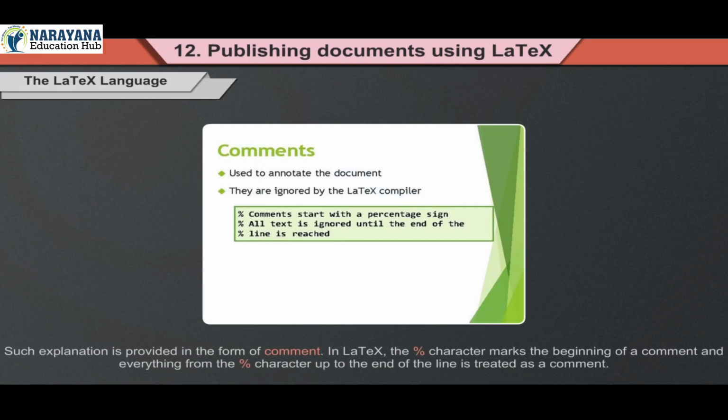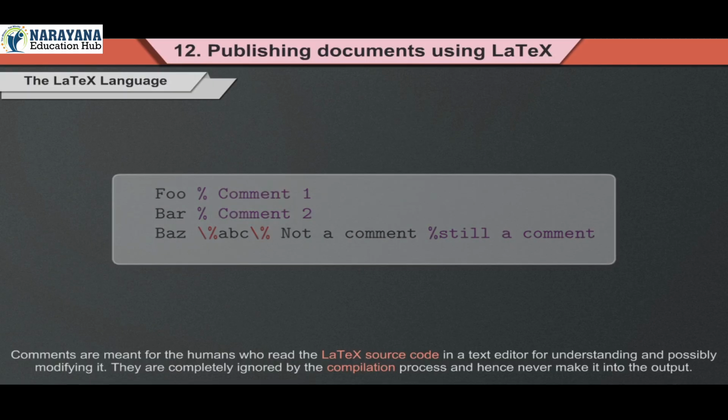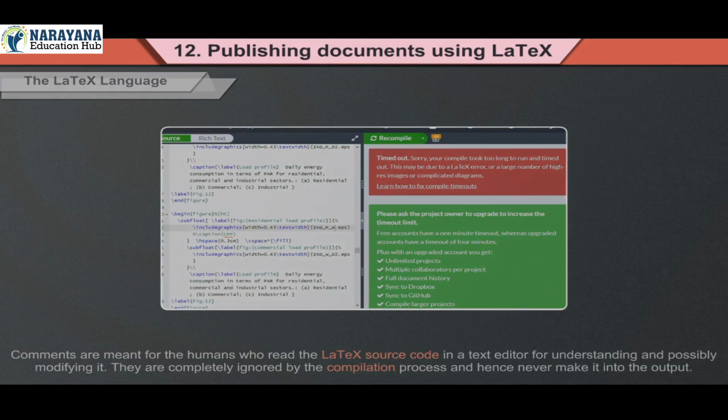In LaTeX, the percentage character marks the beginning of a comment, and everything from the percentage character up to the end of the line is treated as a comment. Comments are meant for the humans who read the LaTeX source code in a text editor for understanding and possibly modifying it. They are completely ignored by the compilation process and hence never make it into the output.